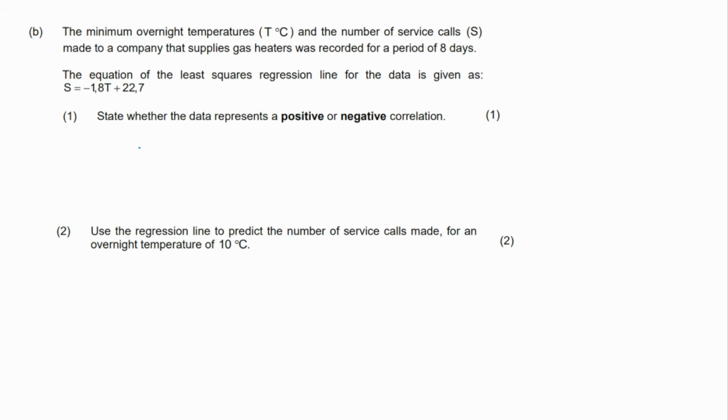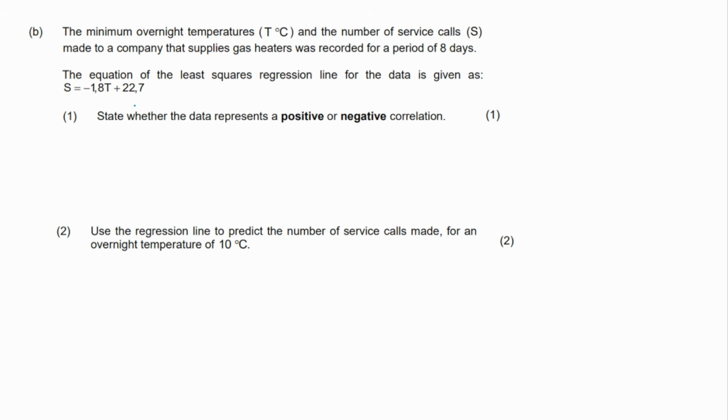Here we have the minimum overnight temperatures, so it's temperature in degrees C, and the number of service calls, that's S, made to a company that supplies gas heaters, was recorded for a period of 8 days. The equation of the least squares regression line for the data is given as S is equal to negative 1,8t plus 22,7. State whether data represents a positive or negative correlation.